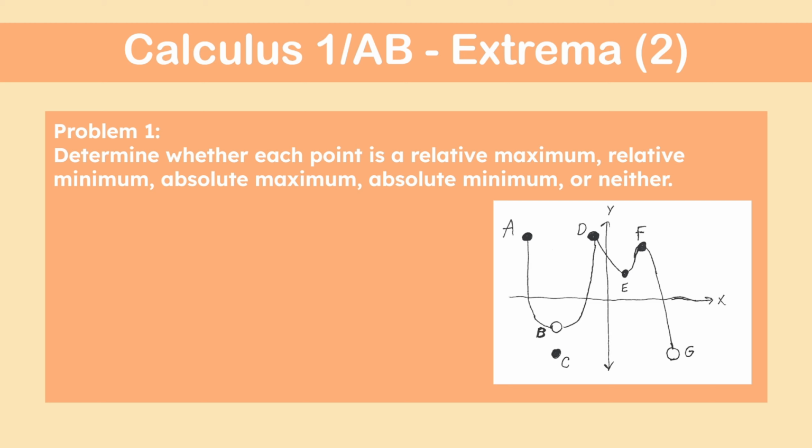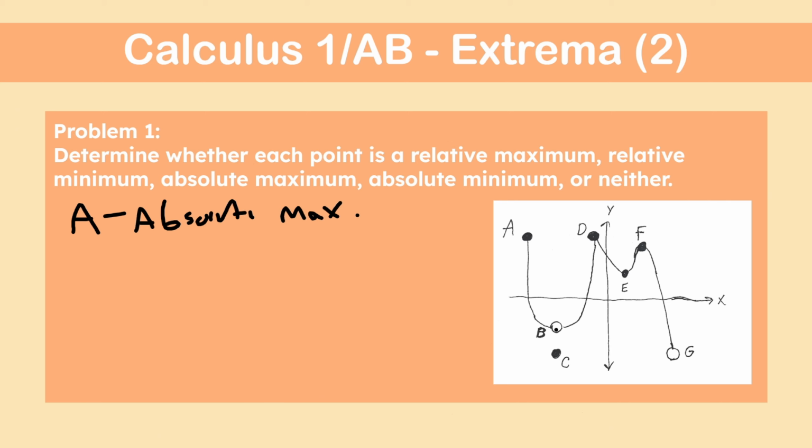In today's video, I'm going to be doing some practice problems regarding extrema and calculus, so let's begin. Okay, so this problem is asking us to determine whether each point that is labeled is either relative maximum, relative minimum, absolute maximum, absolute minimum, or neither. So let's look at point A. Point A, in comparison to everything else, is an absolute maximum of the graph.